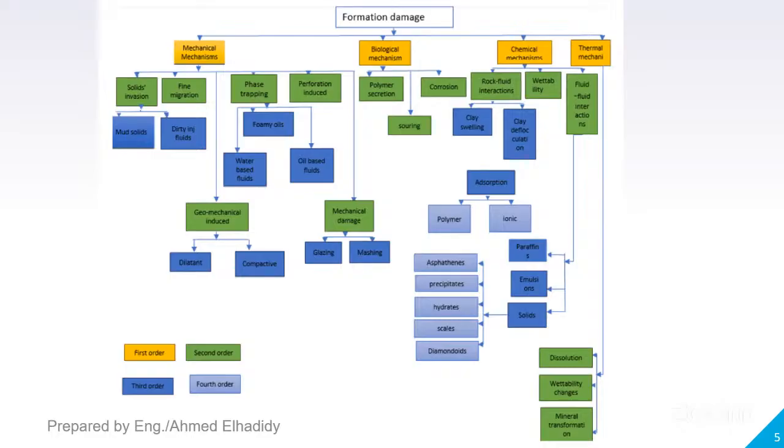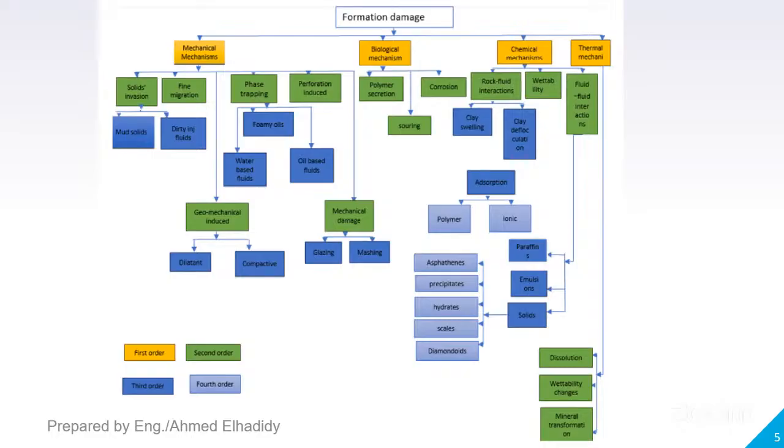Mainly, we can classify the types of damage as a mechanical mechanism, a biological mechanism, a chemical mechanism, or a thermal mechanism. These are the four categories of reasons behind formation damage. Let's talk shortly about each classification, starting with the mechanical mechanism. One of the most common mechanisms is fines migration. This fines migration could occur during production.